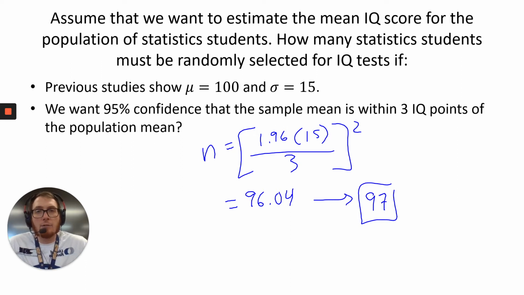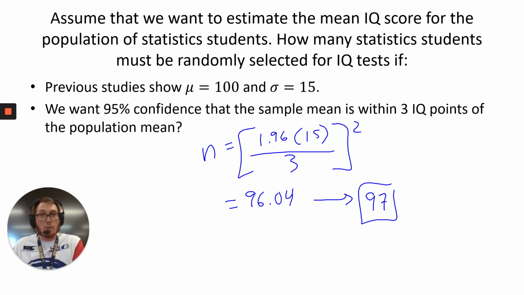Okay, this one's about IQ scores. Assume prior studies show the mean is 100 and the standard deviation is 15. Again, the mean being 100 is kind of irrelevant here if we're trying to find the sample size. So when we're looking at this situation, what I have done is find the sample size that would be necessary. I want 95% confidence, so that would mean I want my z-score to be 1.96 times the standard deviation. And it says we want the population mean to be within 3 IQ points.